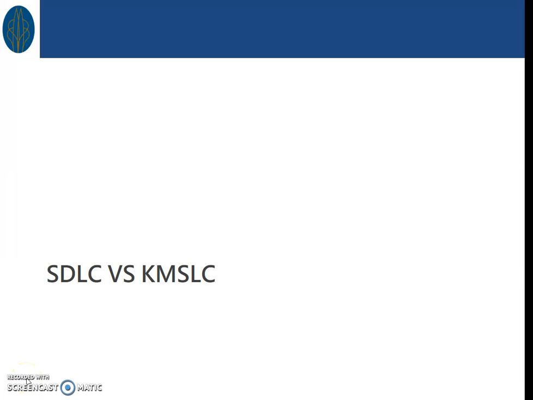Hi, this is the second part of the Knowledge Management System Lifecycle lecture. For this part, we are going to compare and contrast the System Development Lifecycle and the Knowledge Management System Lifecycle. The differences and also similarities can be viewed in terms of the processes and also the people involved in both of these life cycles.